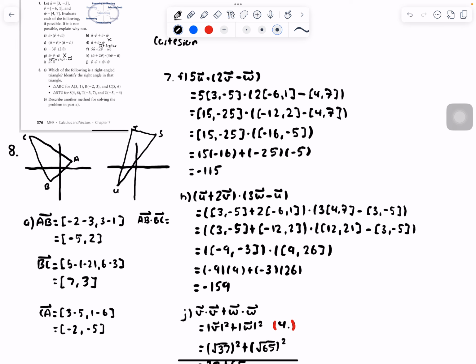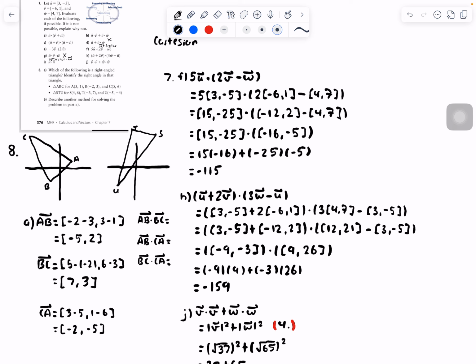See what we get. We'll do AB dot CA, see what we get. BC dot CA. And remember, we don't have to do CA dot BC or CA dot AB or BC dot AB because the dot product is commutative. So once we do it one way, we already know the other way is going to give us the same answer.